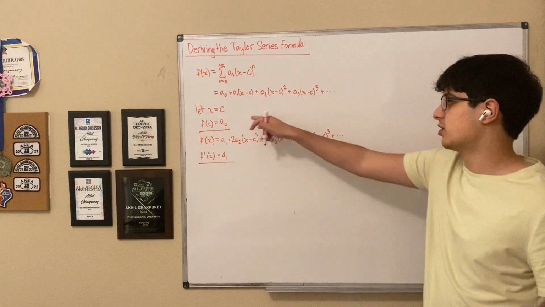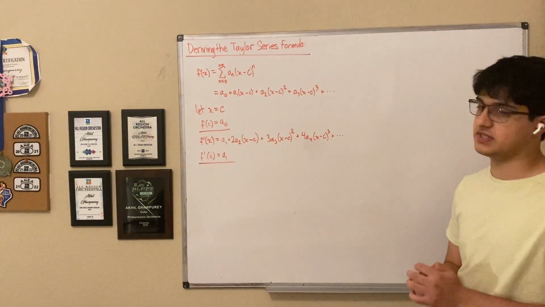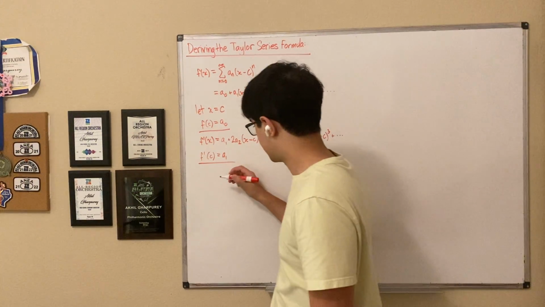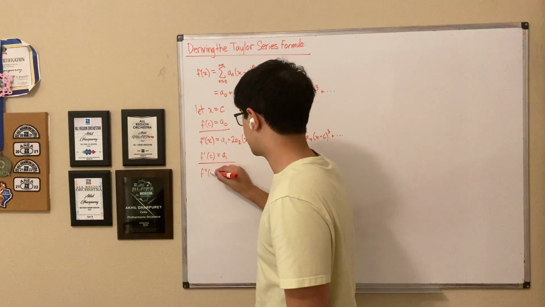I mean, we could definitely say that it's just going to be f of c, f prime of c, f double prime of c, but it's not. And I'll show you how. So, let's go ahead and differentiate the function again.